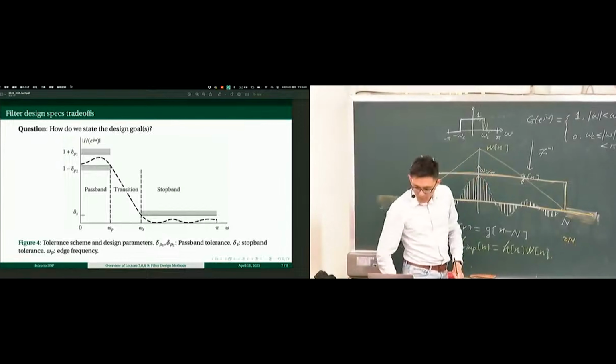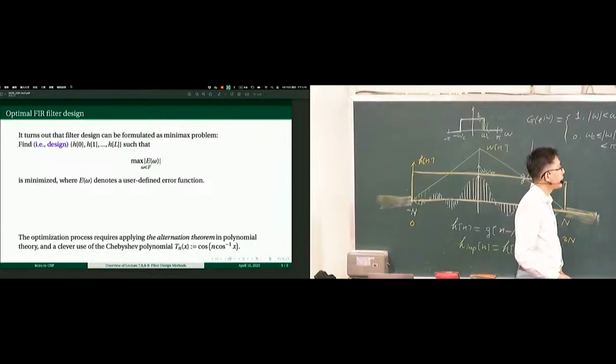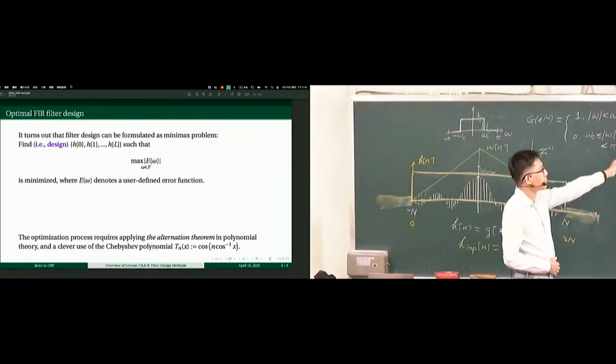So we've covered that. So for this method of designing FIR filters, we will evaluate all the performances using such kind of tolerance scheme. And the next topic that we will cover is yet another, a completely different way of designing FIR filters. It's called optimal FIR filter design.